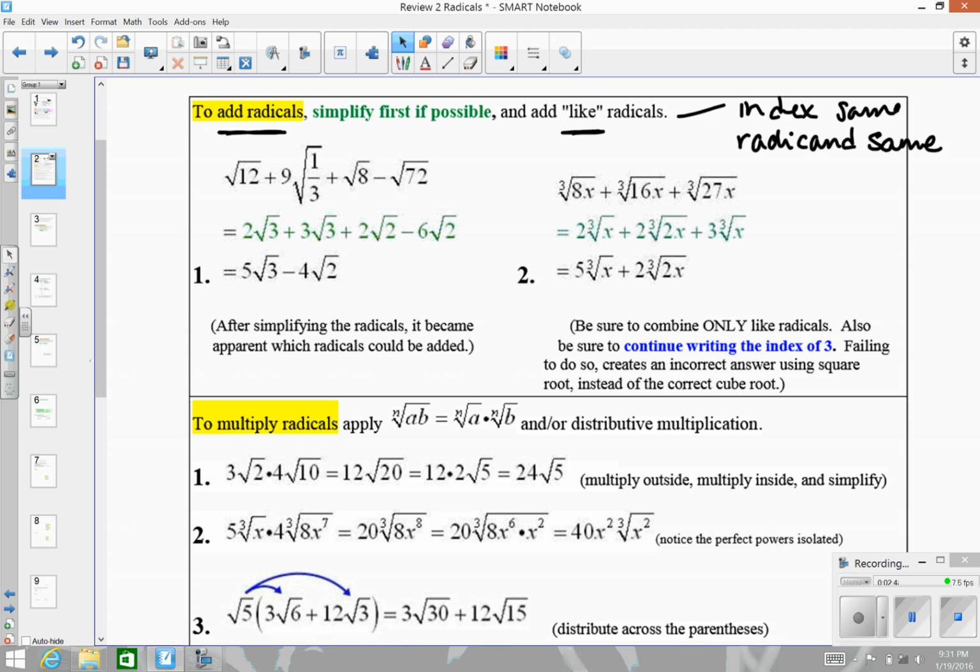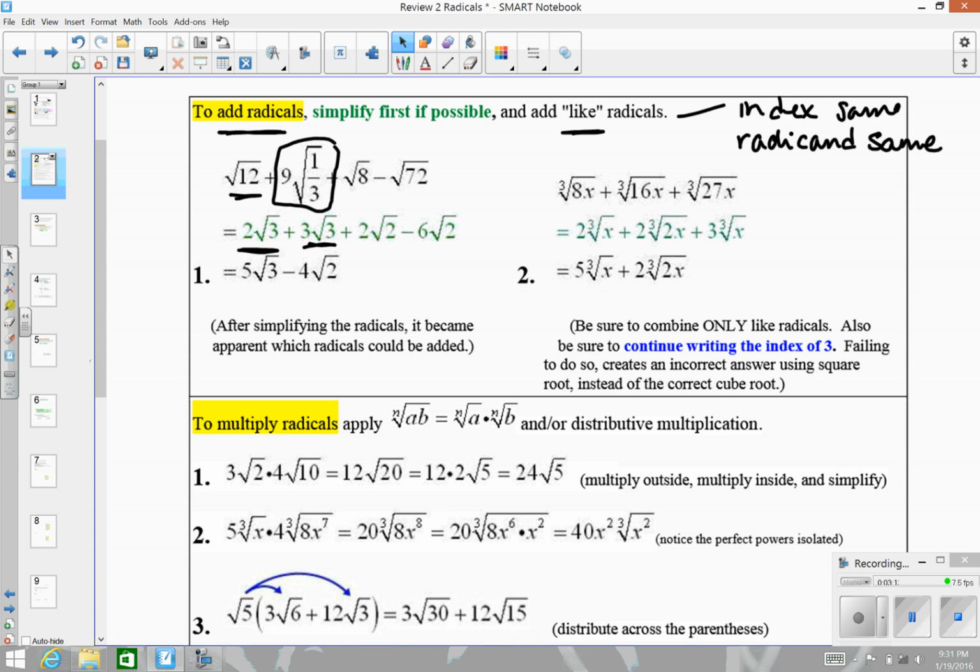First thing you want to do though is make sure you simplify each radical term as much as you can. So if you were to take, for example, radical 12 and simplify it, that would simplify to 2 radical 3. This term here, 9 radical 1/3, that would simplify to 3 radical 3. That's one that I'll take you through just over here on the side.